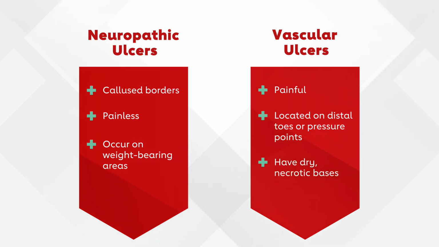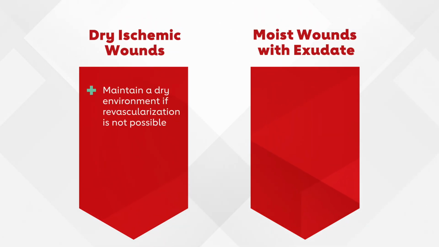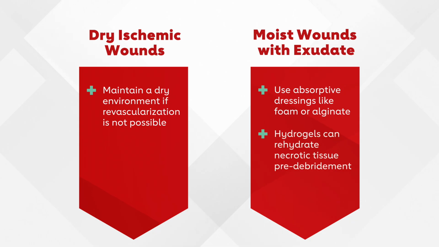Dressing types should be selected based on wound characteristics. For dry ischemic wounds, maintain a dry environment if revascularization is not possible. For moist wounds with exudate, use absorptive dressings like foam or alginate. Hydrogels can rehydrate necrotic tissue pre-debridement.